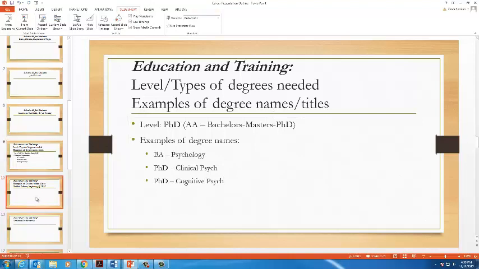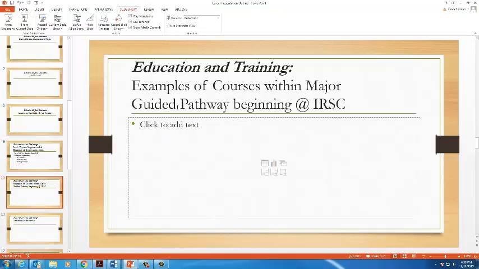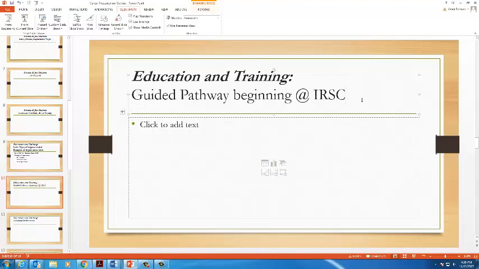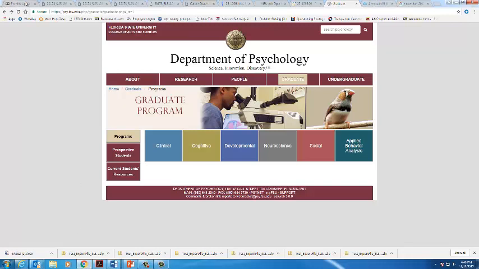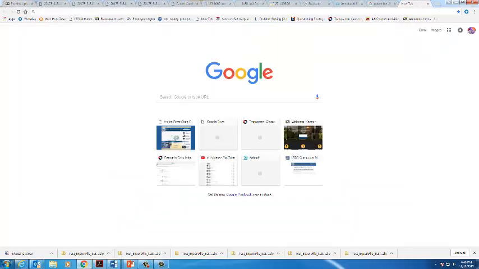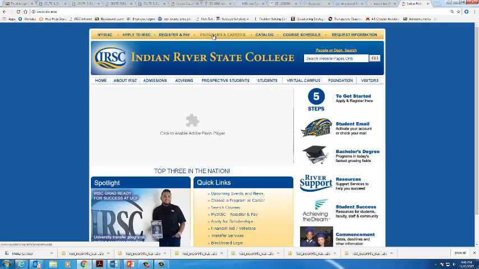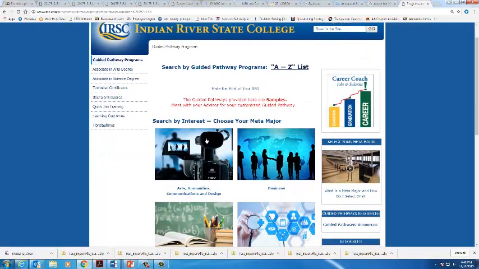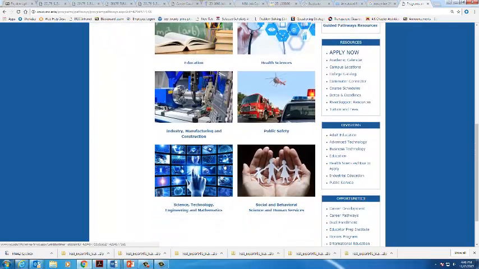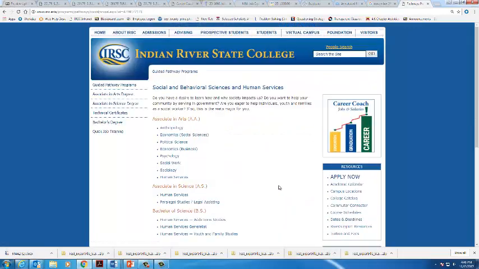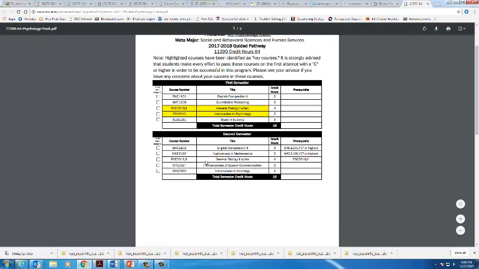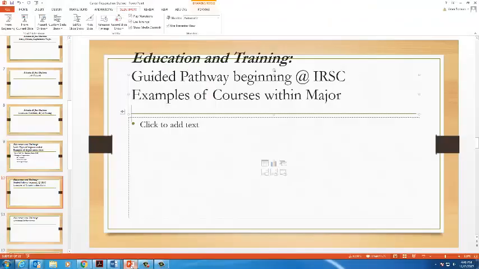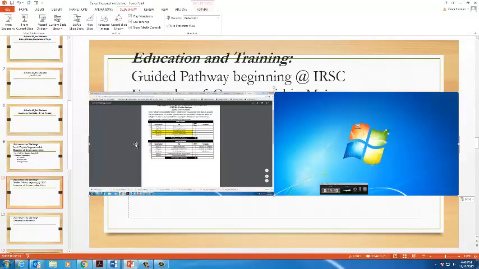So the next section has us list examples of courses within the major and the guided pathway beginning at IRSC. It might be beneficial to actually switch those around because first we start at IRSC. This is pretty simple. You can go to the IRSC website, and if you go to Programs and Careers, click on your guided pathways. And here I'm finding psychology, and I'm a full-time student. And here you can just take some screenshots and include those screenshots.